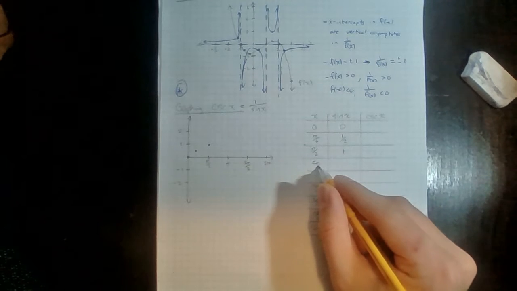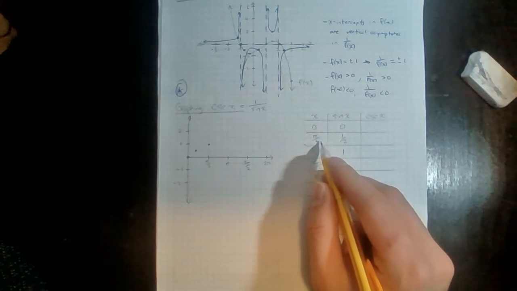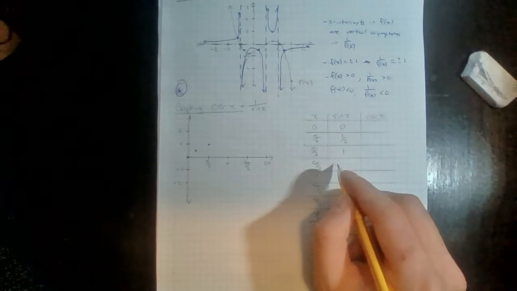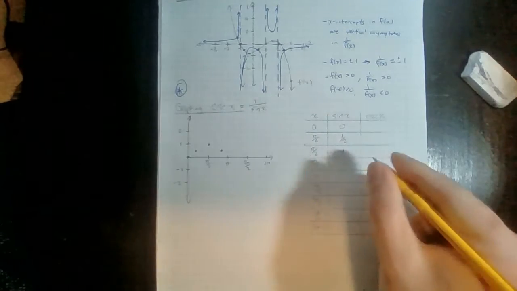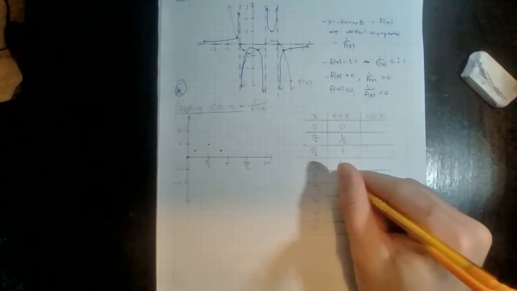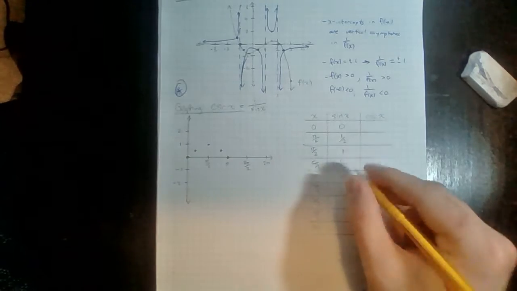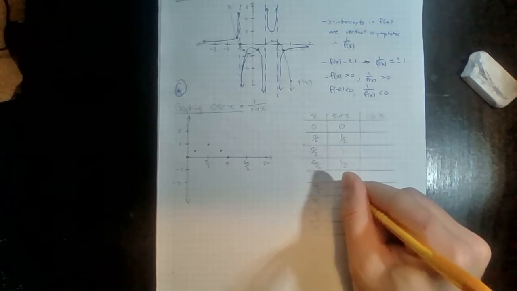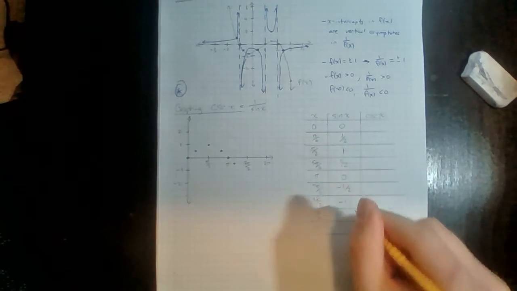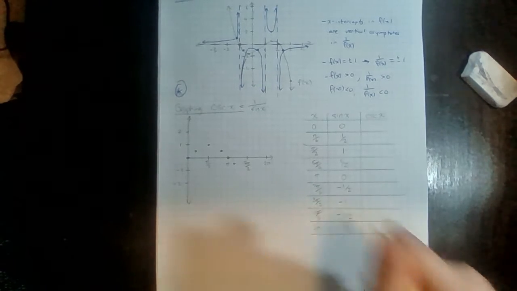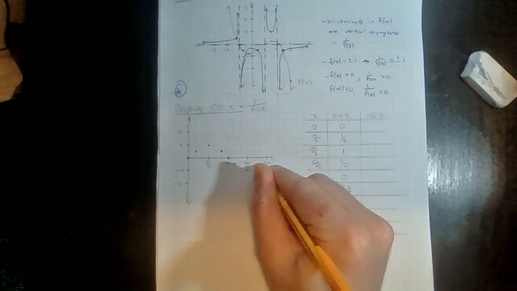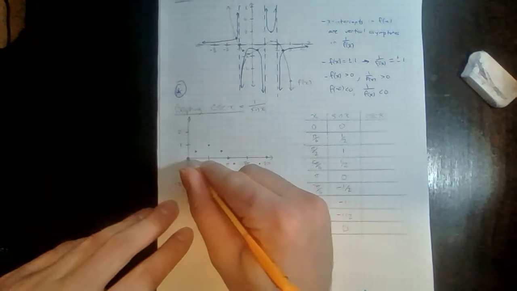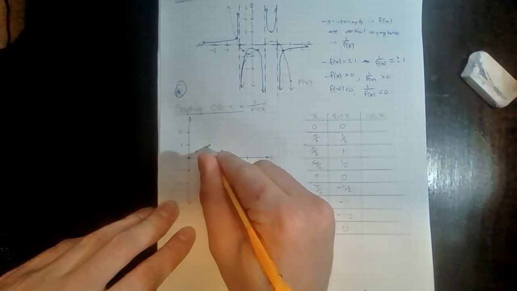Sine of 5 pi over 6. So we have the reference angle pi over 6. We're in the S quadrant, the top left quadrant, so we're still positive. So it's still 1/2. Sine of pi is 0. 7 pi over 6 is -1/2. 3 pi over 2 is -1. -1 over 2, and back to 0. So we get this familiar sine shape.